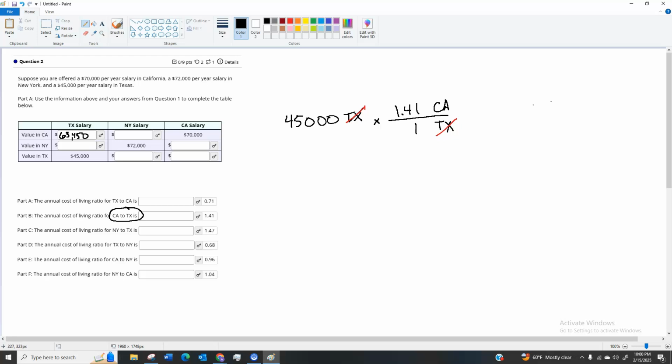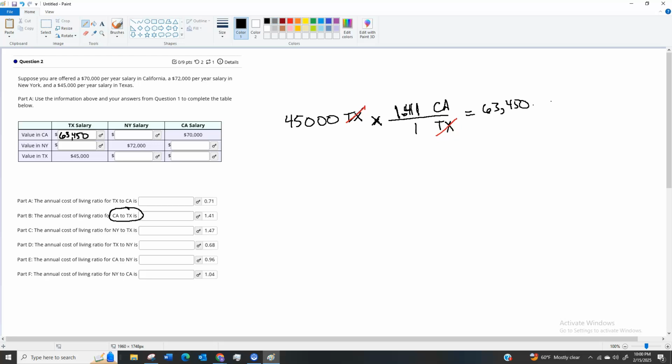Okay, now we want to go back and use the same method to get this value in New York. We want to go back and use the 45,000 because it's exact, it's not rounded. This actually isn't rounded in this case, but just in case we had rounded it. So again, we just took this 45,000 and multiplied it by 1.41. And that got us to 63,450.